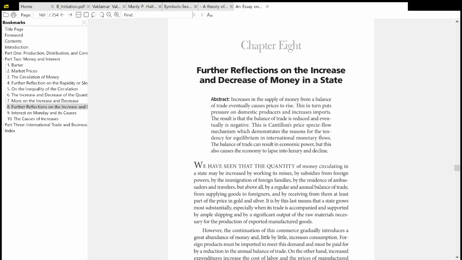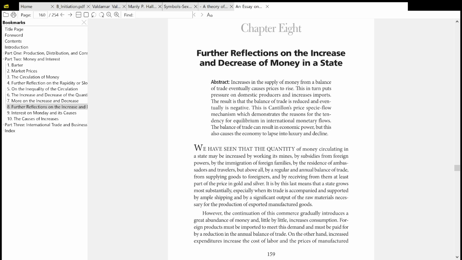It is by this last means that a state grows most substantially, especially when its trade is accompanied and supported by ample shipping and by significant output of the raw minerals necessary for the production of exported manufactured goods. However, the continuation of this commerce gradually introduces a great abundance of money and little by little increased consumption.